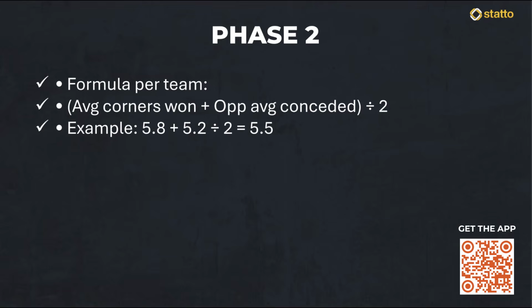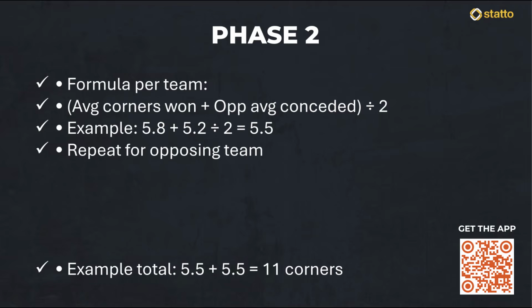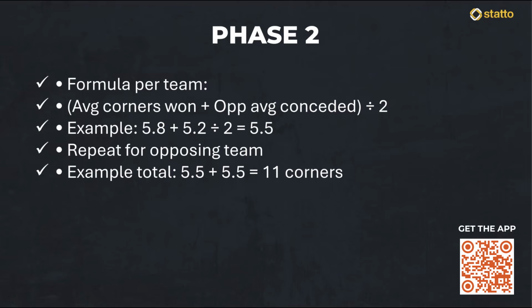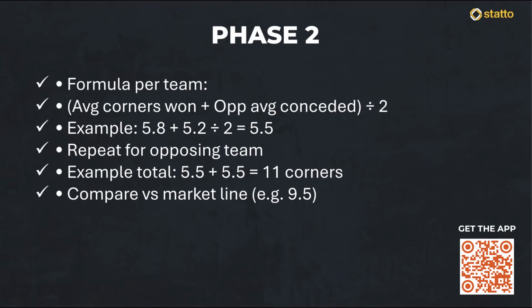We then repeat that exact same formula for Team B. If our calculation for Team B also results in 5.5, we simply add the two projections together. That gives us a total match projection of 11 corners. Now we have a clear number to compare against the market line. If the bookmaker is offering a line of 9.5, we know our projection is significantly higher, indicating a strong lean towards the over. It is a simple piece of arithmetic, but it replaces the gut feeling with a logical, mathematical target.